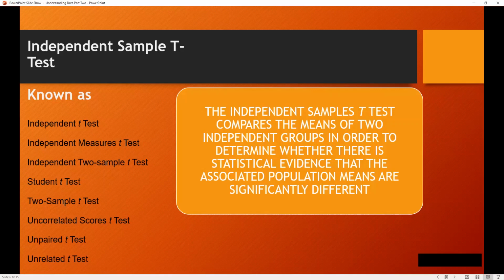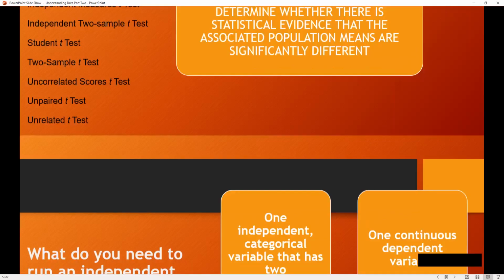So what is independent sample t-test? The independent sample t-test compares the means of two independent groups in order to determine whether there is statistical evidence that the associated population means are statistically different. So if you're comparing the means of two groups, then you need to observe independent sample t-test.